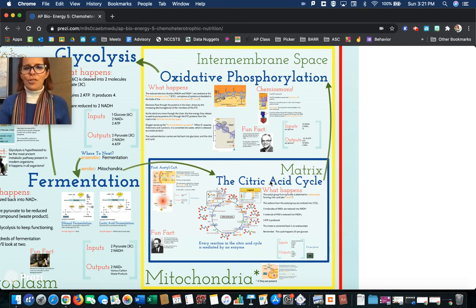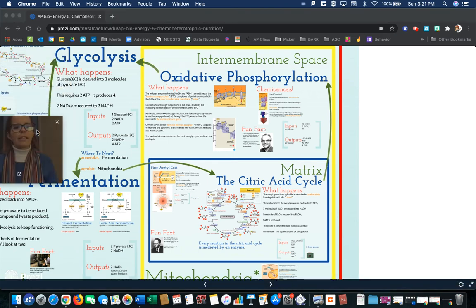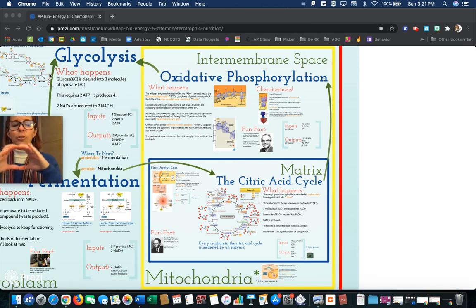So now let's assume that there is oxygen available. We went through glycolysis, and you can see glycolysis right here. We took glucose and broke it into 2 3-carbon molecules called pyruvate. If oxygen is available, then we're going to transfer that pyruvate into the inside of the mitochondria.